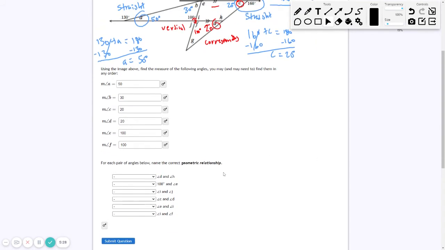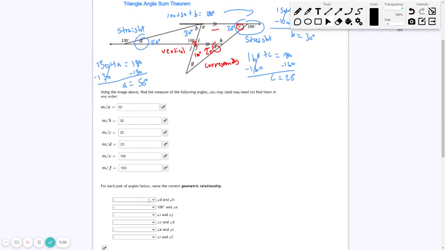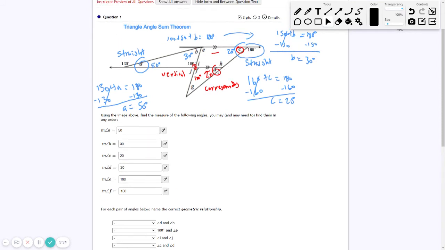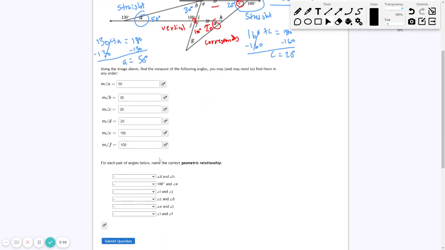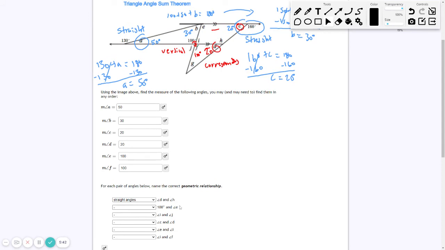Okay. So now, since I've written a lot of these out, let's go through these together. So angle D and H, that's over here. These are angles that are right next to each other and they make a straight line. So what does that mean? It's a straight angle.